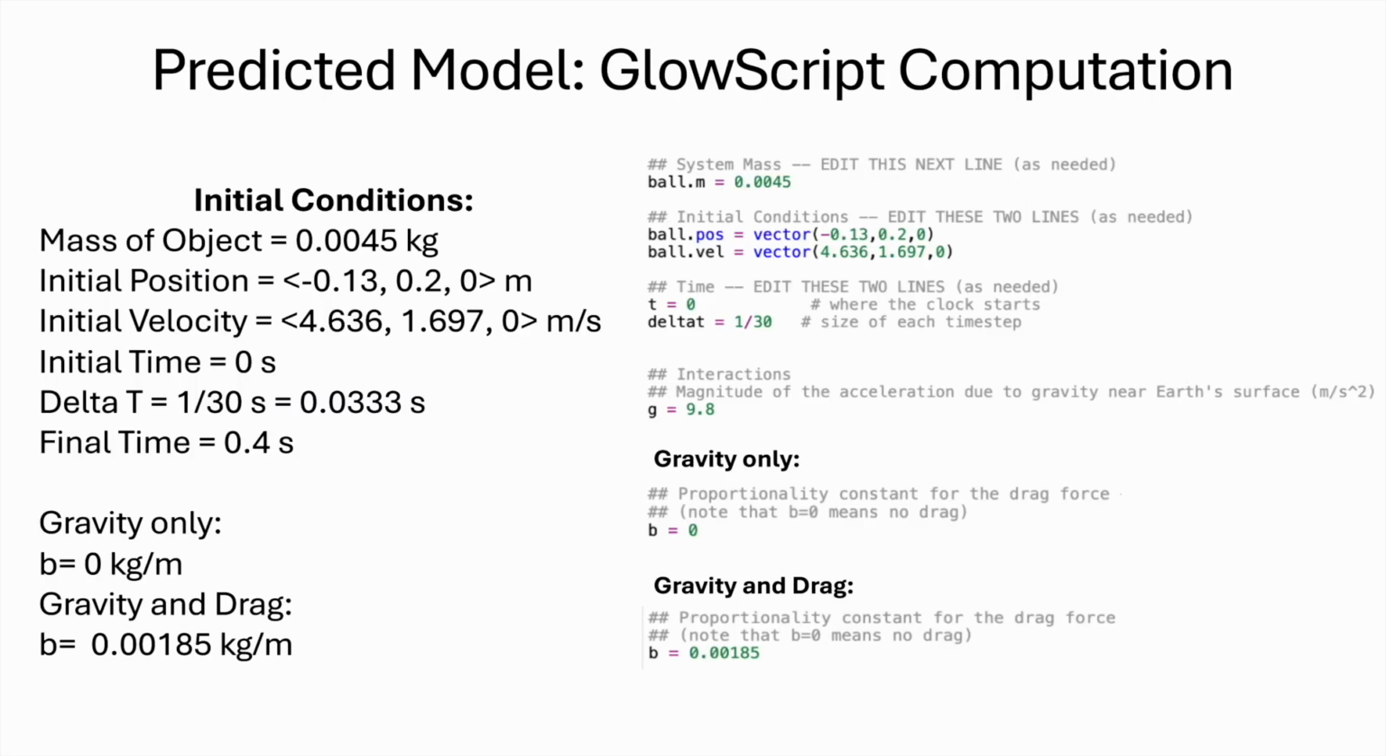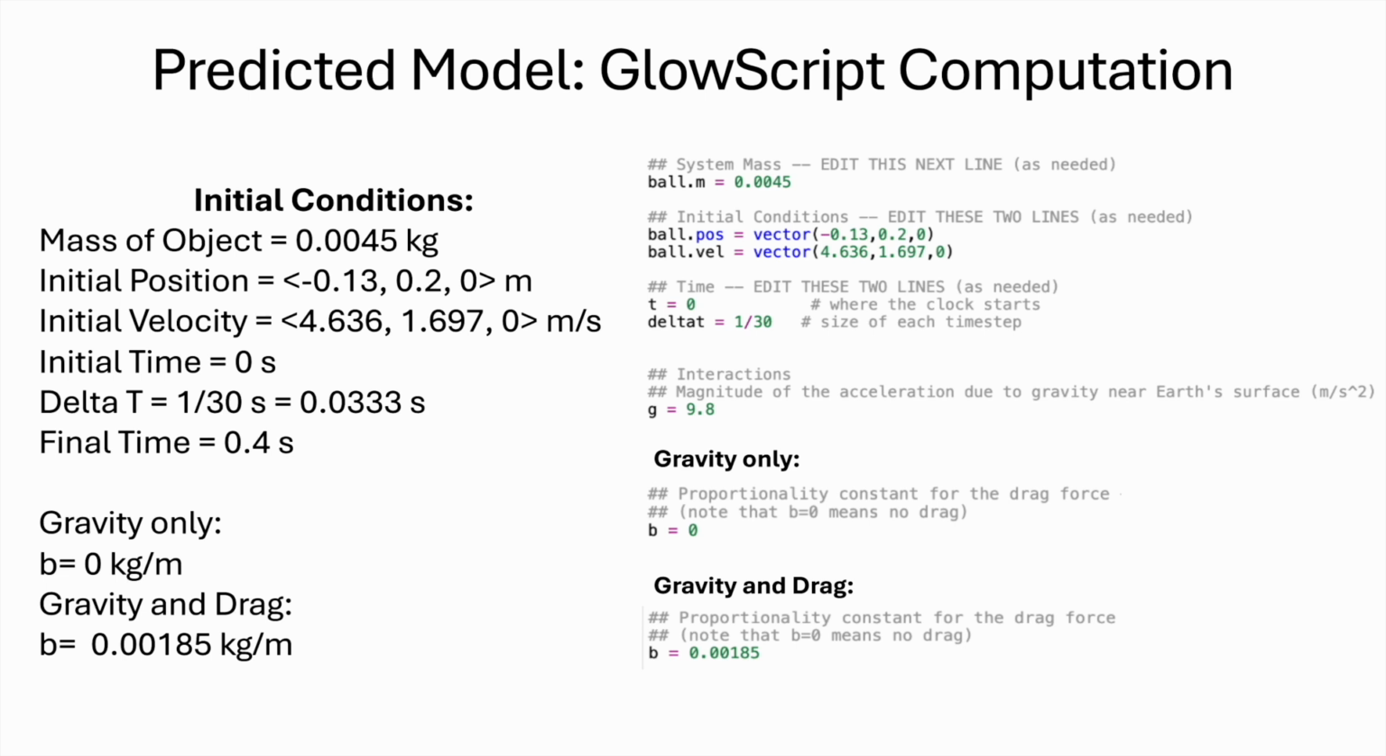For the GlowScript computation, the initial conditions are set as such. The mass of the object is 0.0045 kilograms, the initial position is minus 0.13, 0.20 meters, the initial time is 0 seconds, delta t is 1 over 30 seconds, and the final time is 0.4 seconds. The initial velocity is 4.636, 1.6970 meters per second, and was calculated using the change in displacement over time for the first two values from our data.